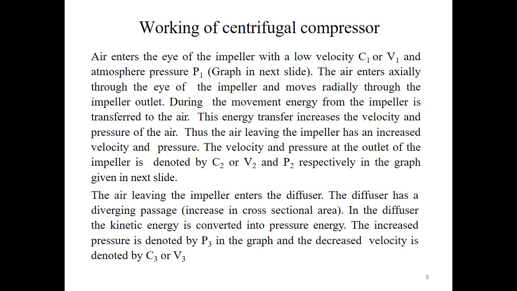Now the air leaving the impeller enters the diffuser. The diffuser has a diverging passage, that is, an increase in cross-sectional area. So in the diffuser, the kinetic energy is converted into pressure energy. The increased pressure is denoted by P3 and the decreased velocity is represented by C3 or V3.